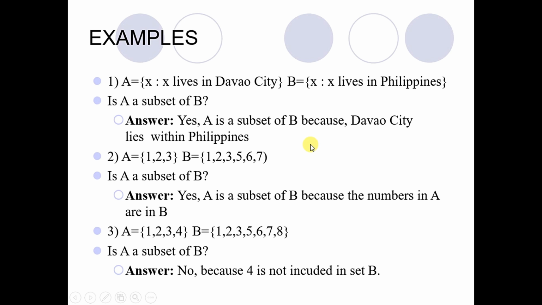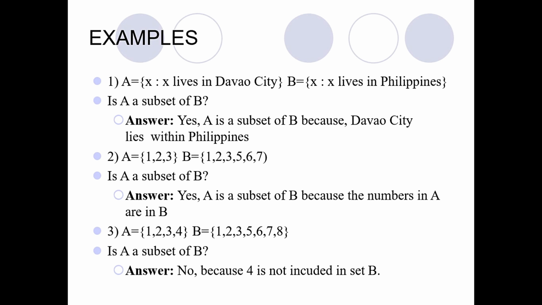Okay, so we have here an example. Set A is all values of x such that x lives in Davao City, while set B is all values of x such that x lives in the Philippines. Now, the question is, is set A a subset of B? So for this example, our answer is yes, because Davao City lies within the Philippines. So A is a subset of B.